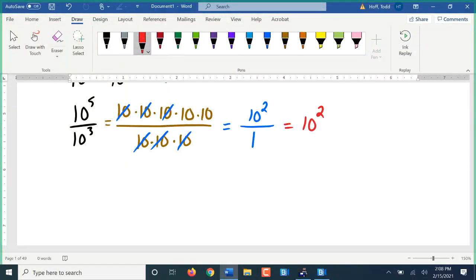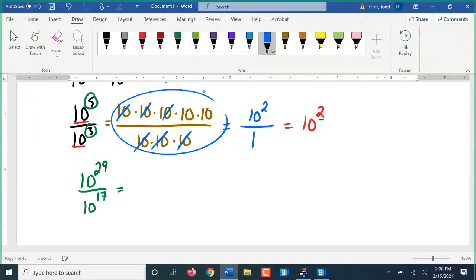Again, you've probably seen before that when we divide exponents with the same base, once again, these both have a base of 10, we simply subtract the powers. 5 minus 3 gives us 2. So if I have 10 to the 29th divided by 10 to the 17th, again, I don't have to write out all the 10s and cancel them out. I can just subtract powers. They both have the same base of 10. So I keep a base of 10, and I subtract powers. 29 minus 17 gives us 12. So it's 10 to the 12th.